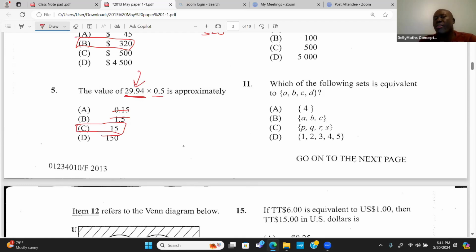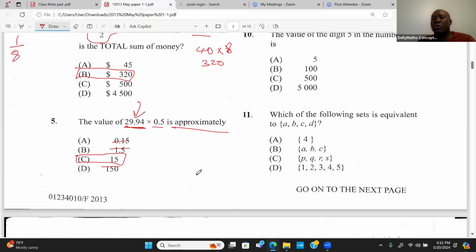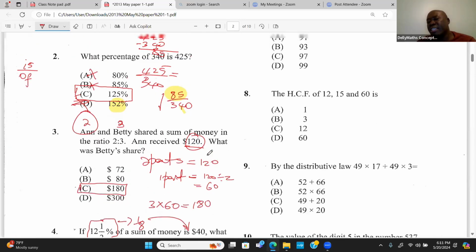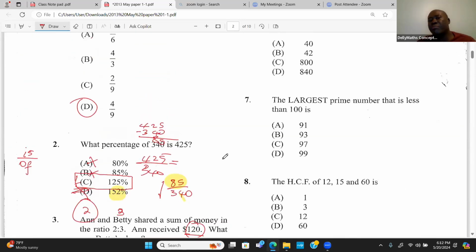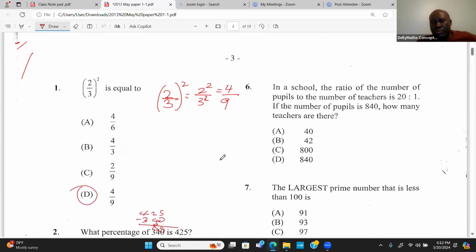Because this is 29.9, it's almost 30, and we know that 0.5 means a half. They're saying it is approximately what? This is 14.9, which is 15. So this is your multiple choice. I haven't seen anything yet that is really mind-boggling, but let us keep going.